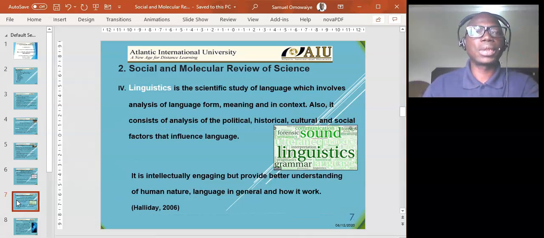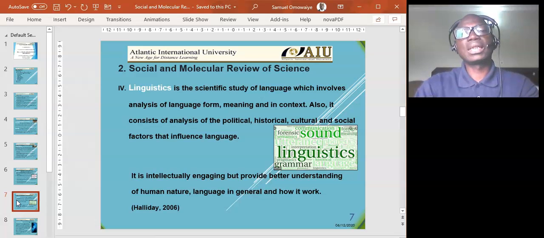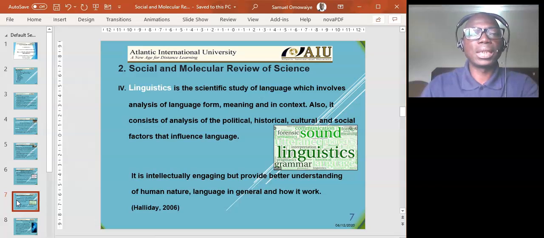Now, talking about linguistics. Linguistics is the scientific study of language, which involves analysis of language form, meaning, and language in context. Also, it consists of analysis of the political, historical, cultural, and social factors that influence language. It is intellectually engaging, but provides a better understanding of human nature, language in general, and how it works.